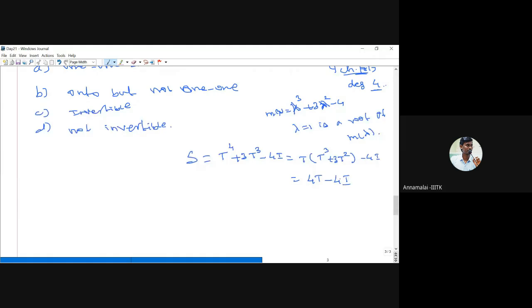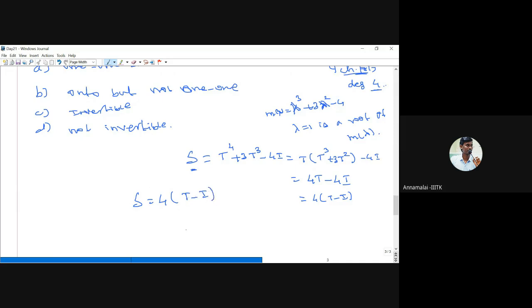So anyway, you can take 4 outside. If you take 4 outside, we get T minus I. So that means lambda equal to 1. Therefore, this transformation S is nothing but just 4 times T minus I. This is a linear transformation.